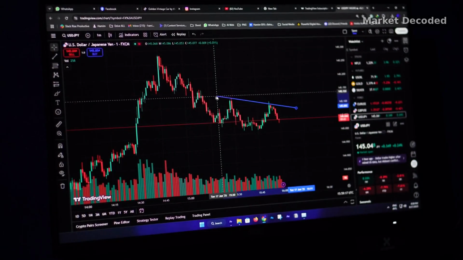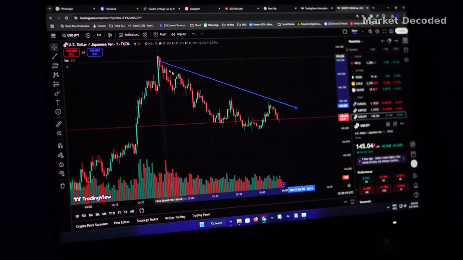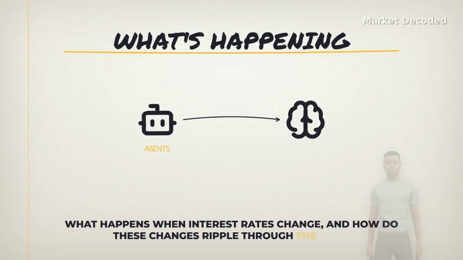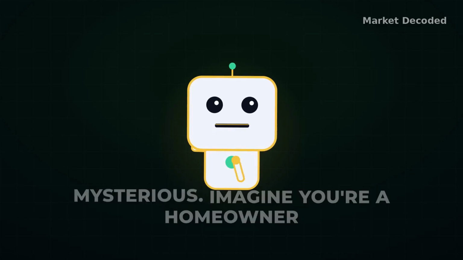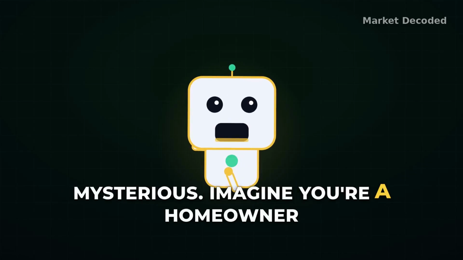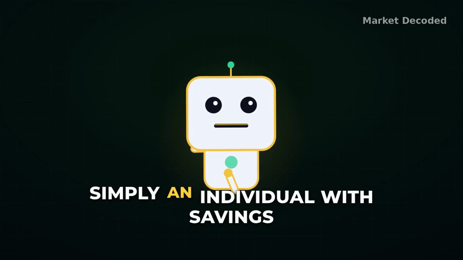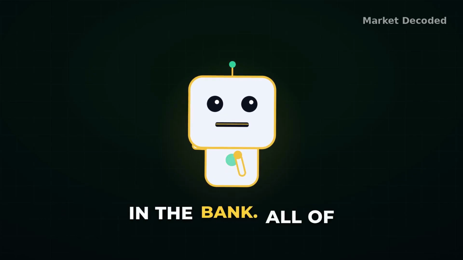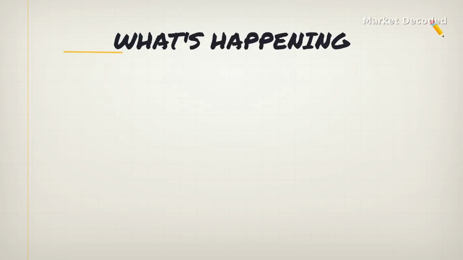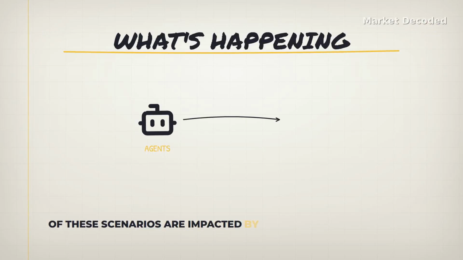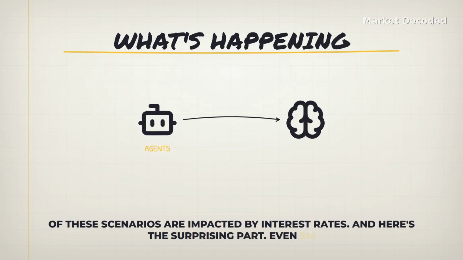What happens when interest rates change, and how do these changes ripple through the entire economy? It's a question that has puzzled many, as the effects seem far-reaching yet somewhat mysterious. Imagine you're a homeowner with a mortgage, a business owner looking to expand, or simply an individual with savings in the bank. All of these scenarios are impacted by interest rates. And here's the surprising part. Even small changes in interest rates can have significant effects on the overall economy.